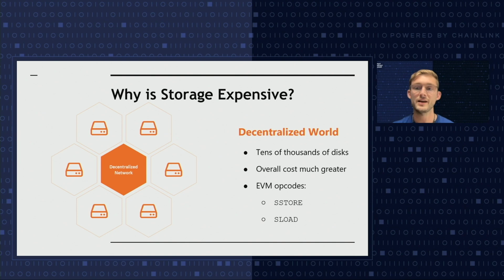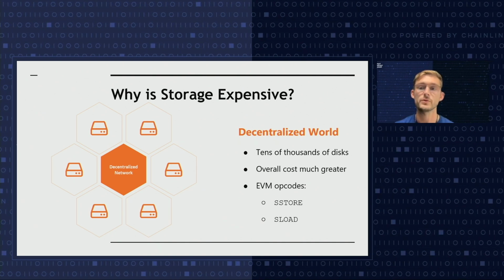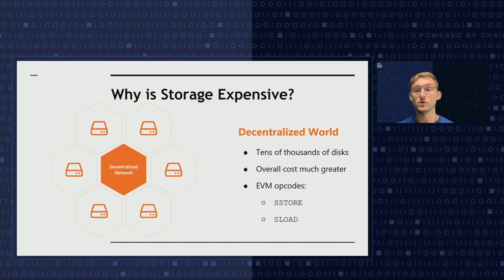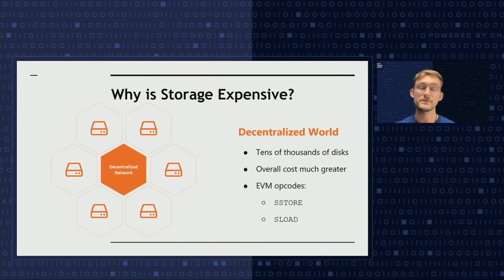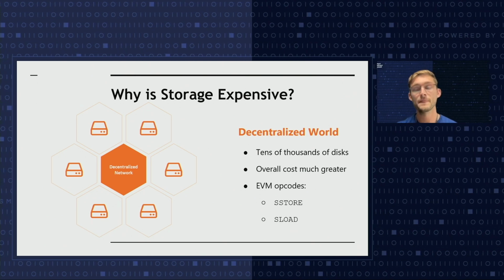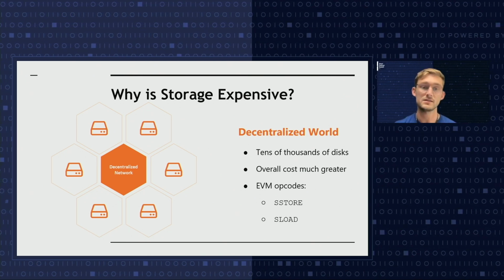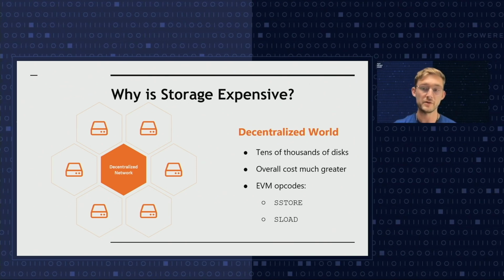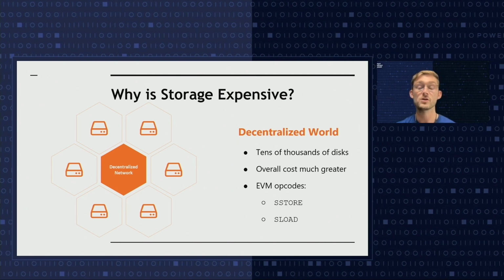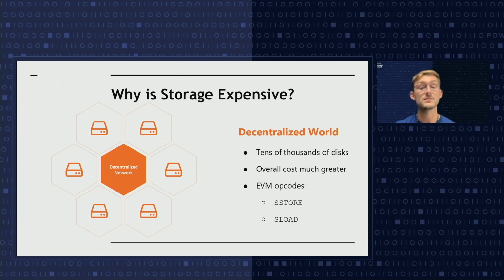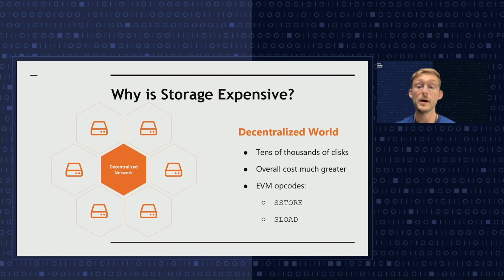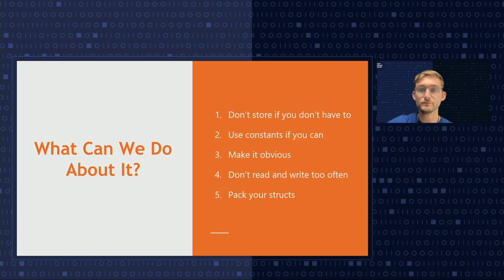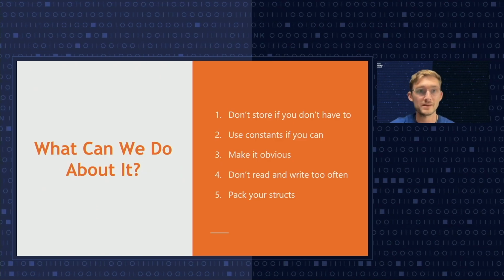And because of this, the EVM has 2 intentionally expensive opcodes. So sstore and sload. So sstore basically means store this piece of data in this storage slot. And sload means read this data from this specific slot. Anytime that we set a storage variable in a function somewhere, we're incurring an sstore on that slot. And anytime we read a variable from a certain slot, we're incurring an sload. And these are both intentionally expensive.